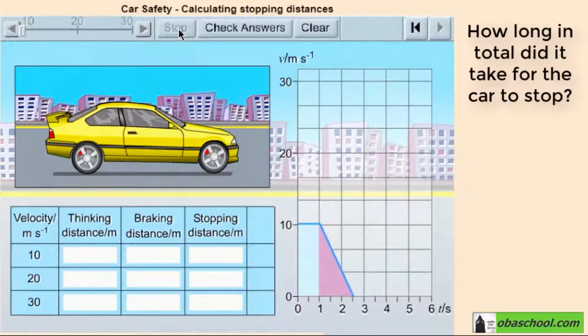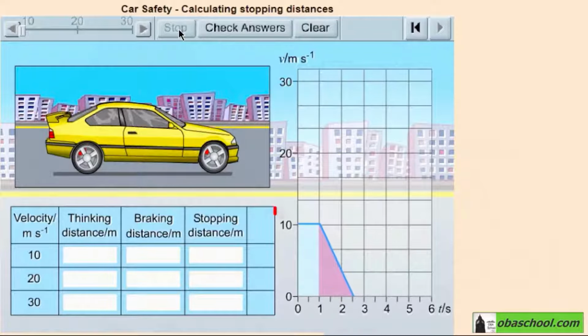So, how long in total did it take for the car to stop? Yes, 2.5 seconds. There's a horizontal section at the beginning of the graph because the driver took 1 second to react to the emergency before applying the brakes.